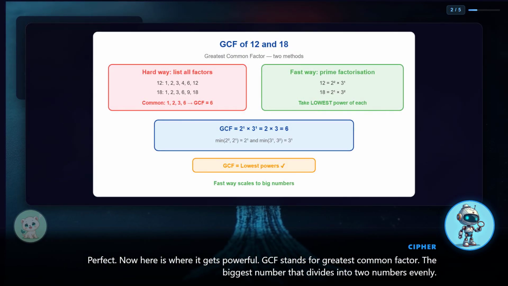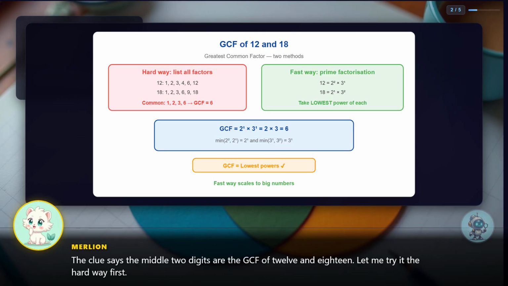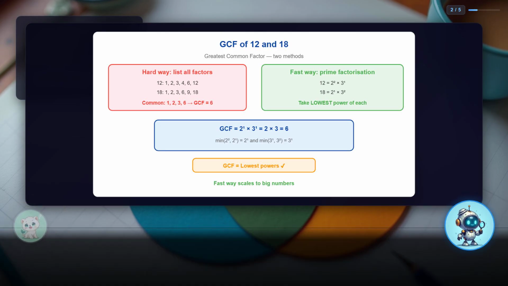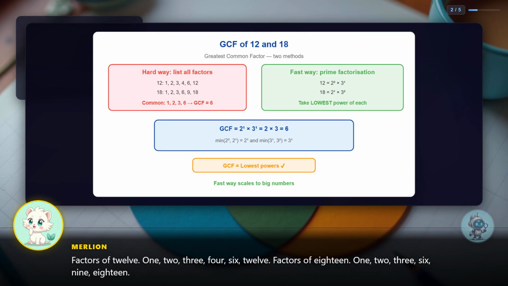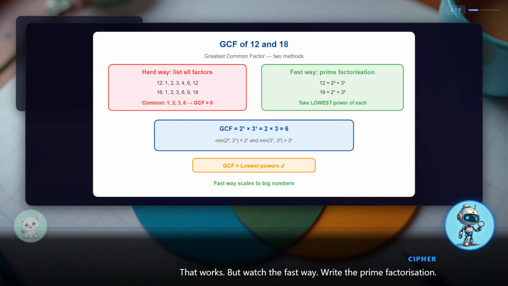GCF stands for greatest common factor, the biggest number that divides into 2 numbers evenly. The clue says the middle 2 digits are the GCF of 12 and 18. Let me try it the hard way first. Go ahead. Factors of 12: 1, 2, 3, 4, 6, 12. Factors of 18: 1, 2, 3, 6, 9, 18. Common ones are 1, 2, 3, 6. Biggest is 6. That works.